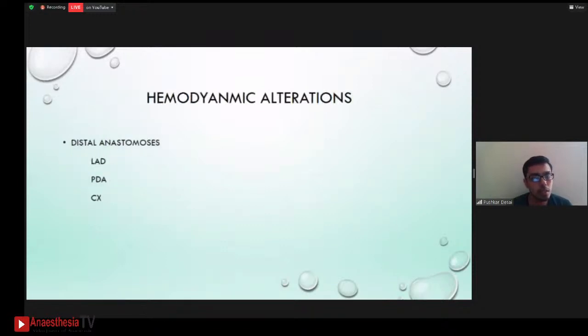Hemodynamic alterations usually take place during the distal anastomosis. Usually the LIMA to LAD anastomosis does not produce any hemodynamic alterations. But for the PDA and the marginal branches of the circumflex artery, the hemodynamic perturbations are significant.